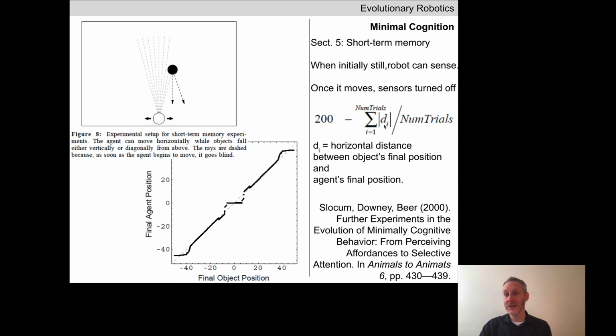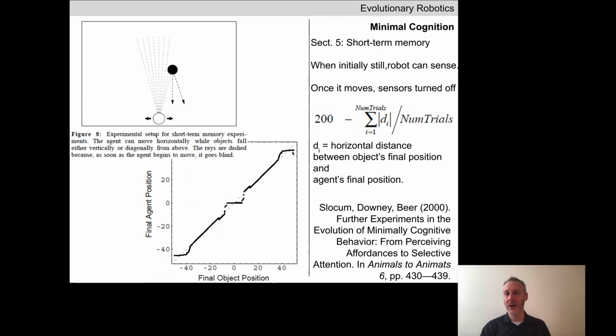So D sub I should be as close to 0, as small as possible. An optimal agent is one that captures the object in each of the num trials cases, getting a D sub I equal to 0 in each of the num trials cases, and getting a maximum score of 200. 200 minus 0 is 200. Evolve, evolve, evolve. At the end, they take the CTRNN that has the highest fitness and drop that CTRNN back into the agent under a large number of cases.